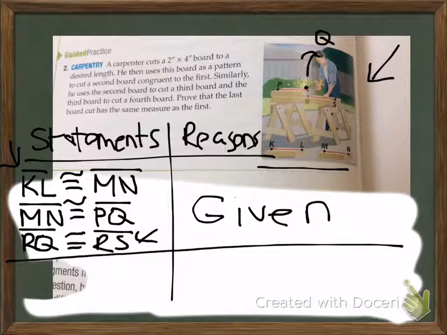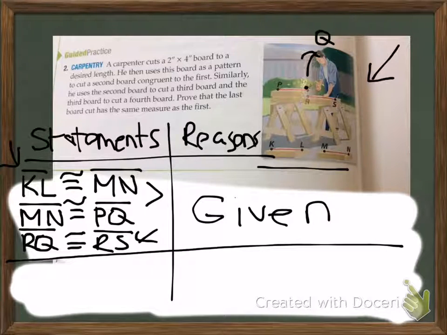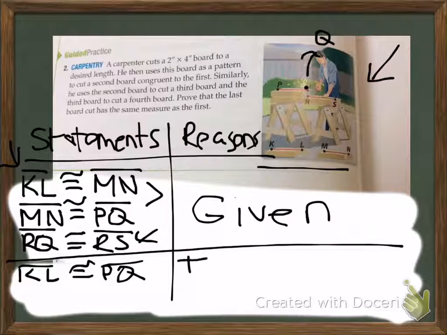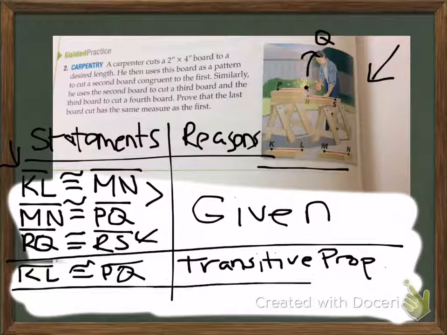If we follow the first part of my proof, we would say that KL is congruent to MN. We know that. But by the transitive property, we could take out the MN, because notice these two statements have MN alike, and we could say KL is congruent to PQ. And since we took out the middle, that's called using the transitive property. Okay, and then we're one step closer.